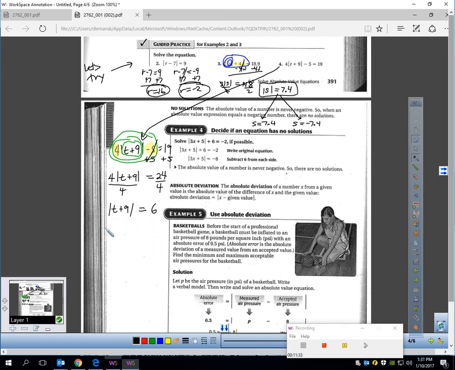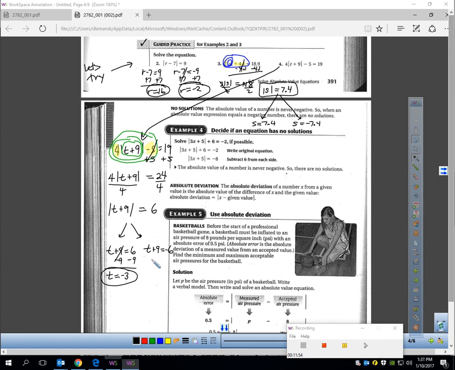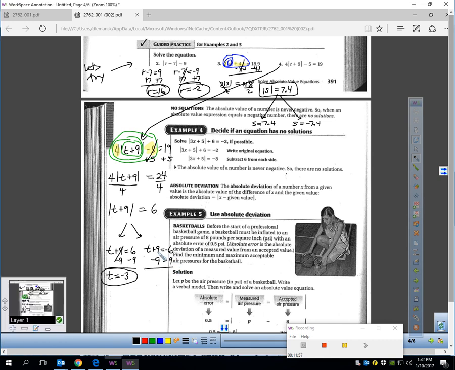Okay, now that I have the absolute value by myself, I can write 2 equations, one with the positive and one with the negative. So T plus 9 would equal 6. T plus 9 would also equal negative 6. These are easy to solve. We'll take away 9. T would equal negative 3. There's one solution. If I take away 9 here, T would equal negative 15. There's the other solution. So there would be my solutions to that.